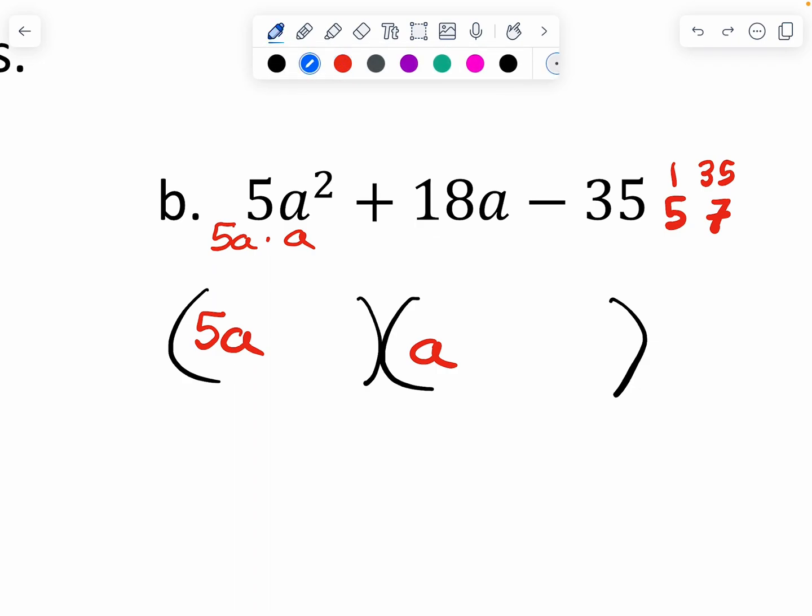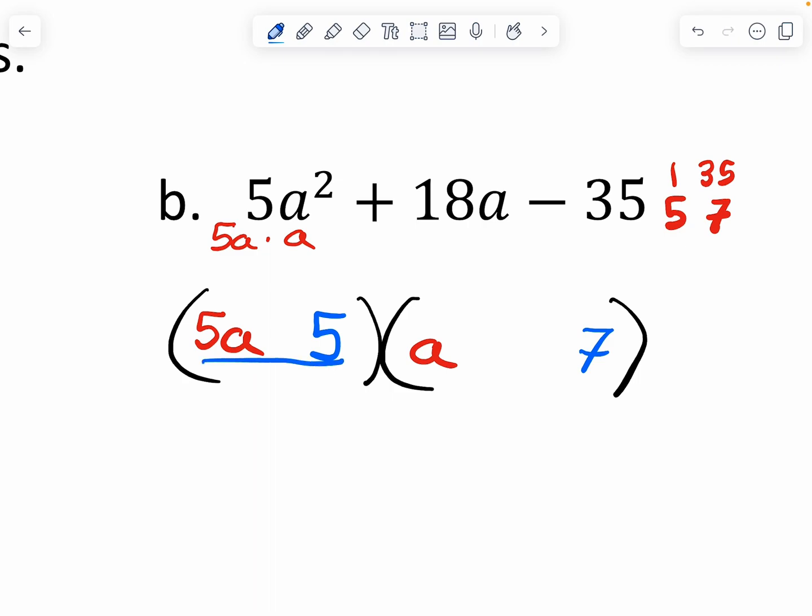Here, my other rule comes into play. I cannot put the 5 here and the 7 here, because if I put the 5 here, then we have a common factor in the same parenthesis. Both of these numbers are divisible by 5, which is not allowed. So I know if I'm going to use 5 and 7, I can't put the 5 here. I have to put the 5 here and the 7 here.